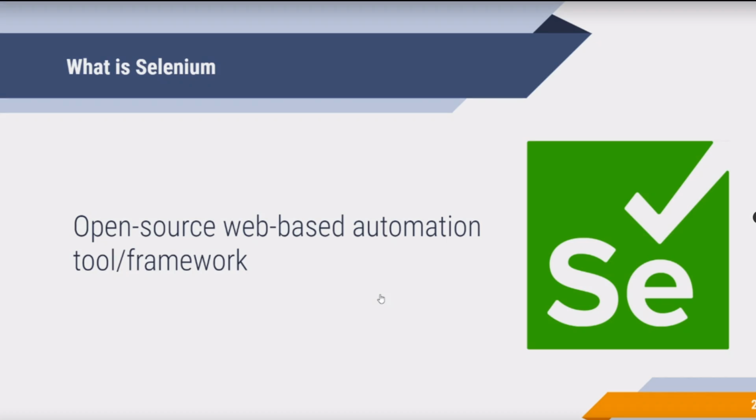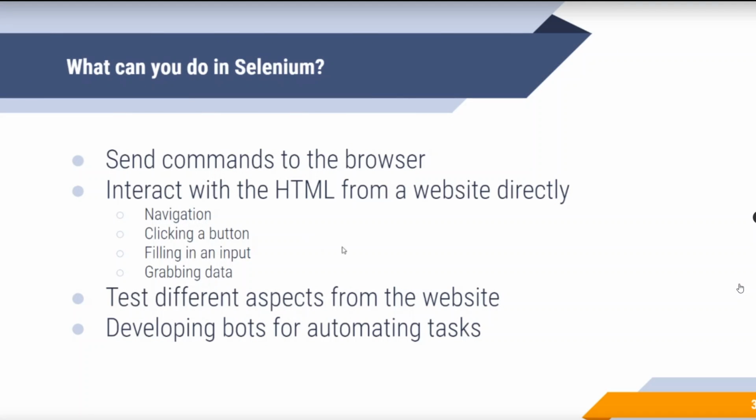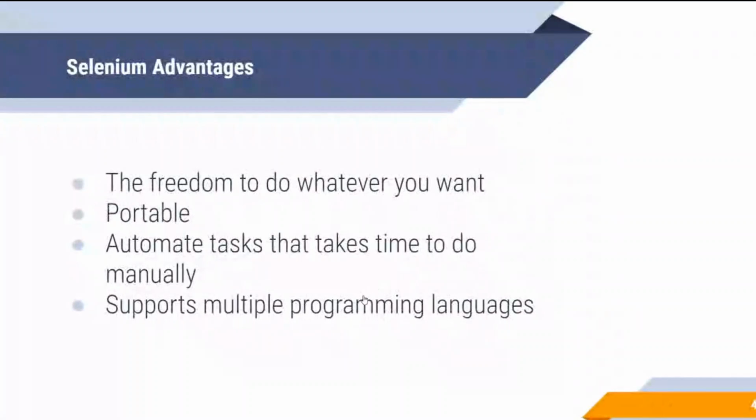Okay, cool. There really wasn't too much in the slides. We'll just go over the boring part first, which you can just hear me speak if you really wanted to. Essentially, Selenium is for web automation, and you can interact with the website from Python directly. You can use it to make bots, and you can also use it to test your website. And for advantages, you have the freedom to do whatever you want. It's portable, and it supports multiple programming languages.